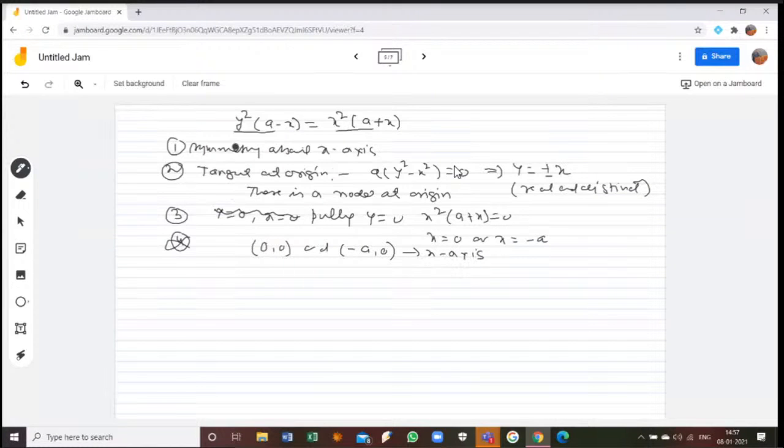And what is the point of intersection with the y-axis? Put x is equal to 0 now. Here if we put x is equal to 0, this is 0. Here put x is equal to 0, it means that y equal to 0. So it means that it will not cut the y-axis elsewhere. It will cut at the origin only. So 0, 0 is the point of intersection with the y-axis.